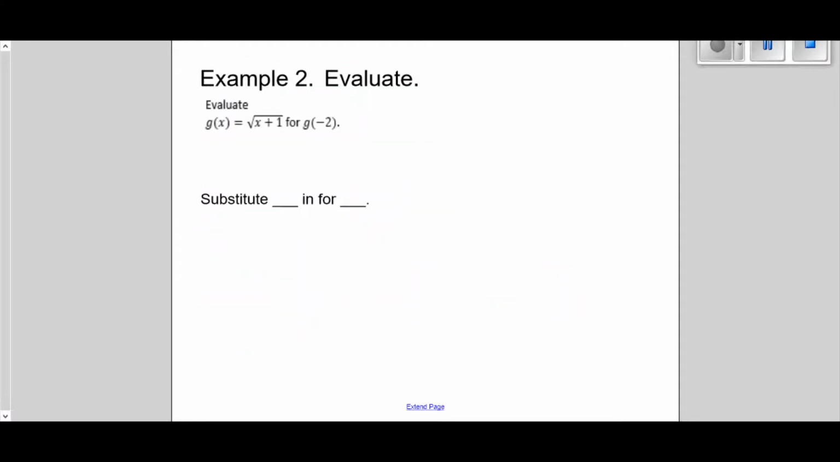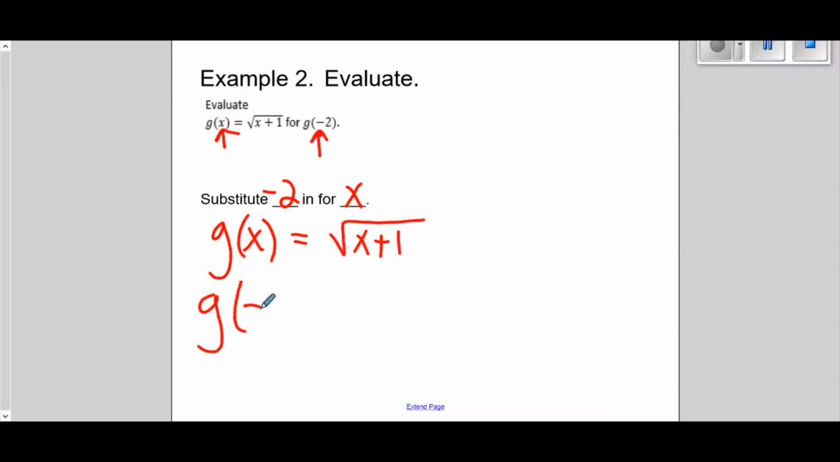So example 2, evaluate. It's the same idea as the first one. So we have g of x equals the square root of x plus 1. And we want to plug in, this time, -2 for our x. So I'm going to start by writing the function g of x equals the square root of x plus 1. And then I'm substituting -2 in for x. Instead of writing x, I'm going to write -2. And that equals the square root of -2 plus 1.